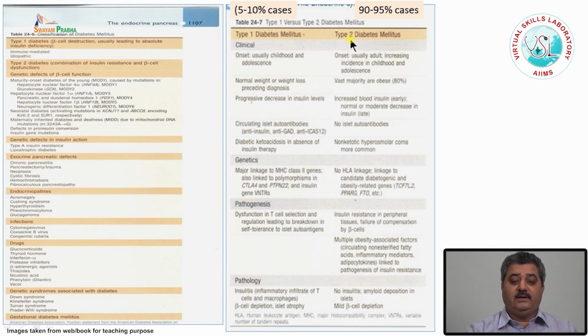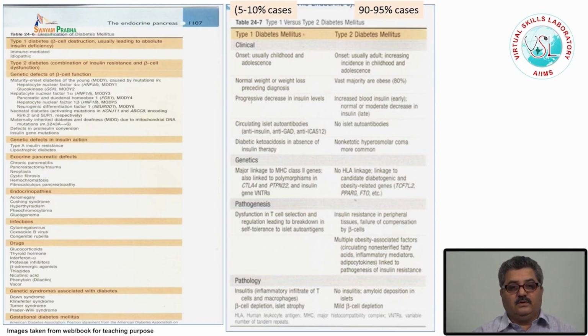But now the juvenile and adult onset terms have been discarded. They are obsolete terms, and we use type 1 and type 2 diabetes. There are basic differences. Diabetes mellitus is classified into two groups, type 1 and type 2.